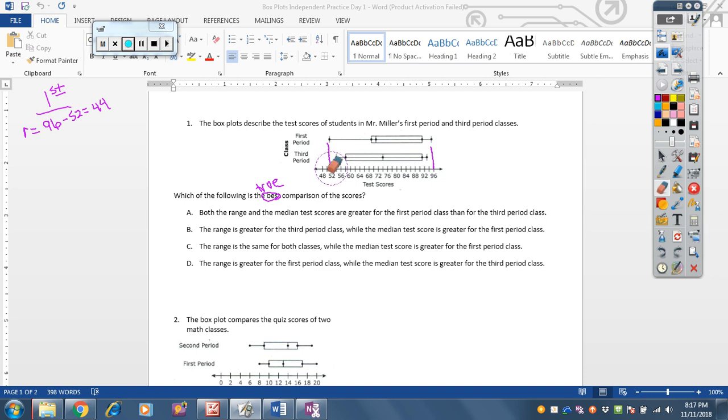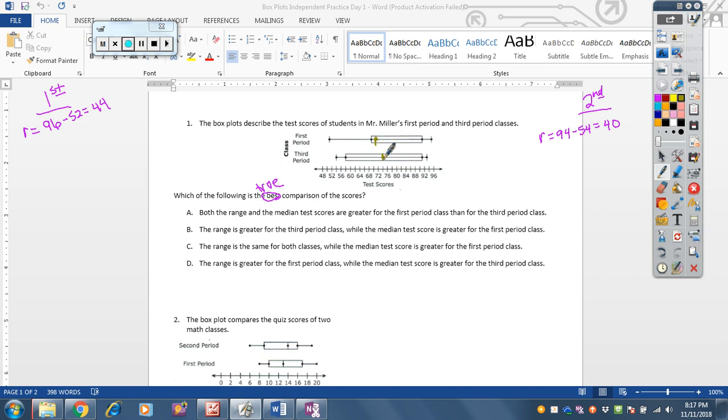For the second period class, range looks like it's 94 minus 54, which would be 40. So look, we've got a little bit of a difference already. So both the range and the median scores are greater for first period. Well, it's true for the range. Where's the median?